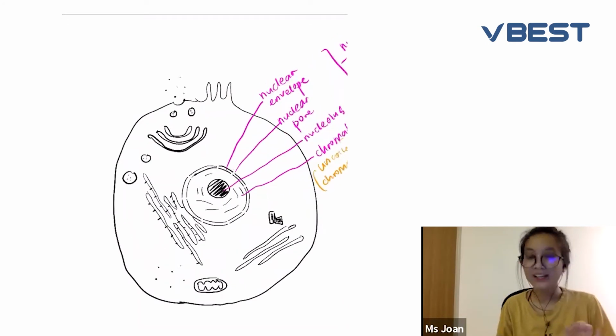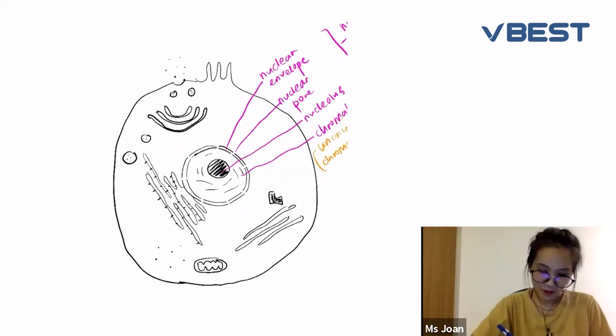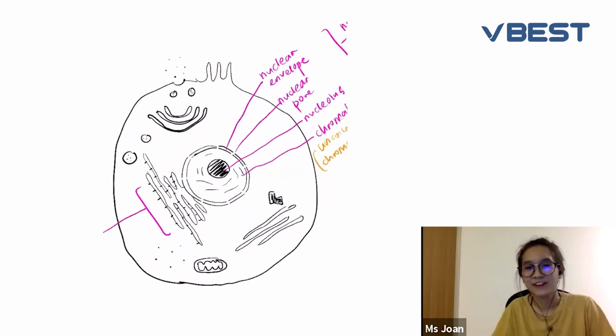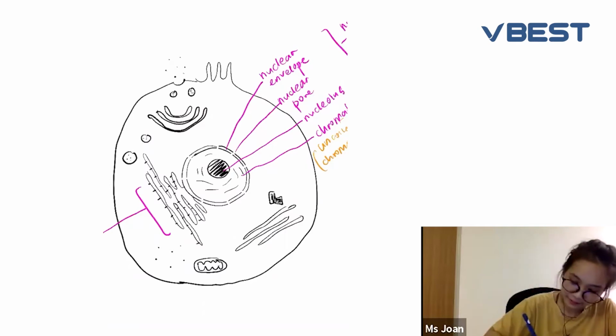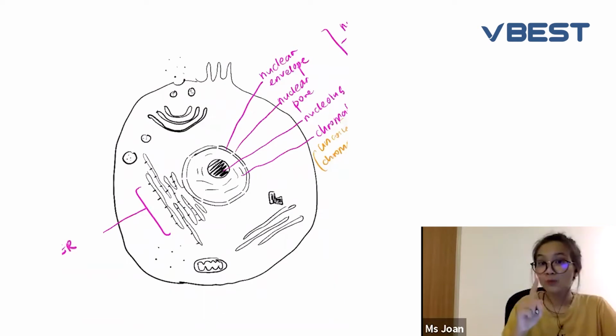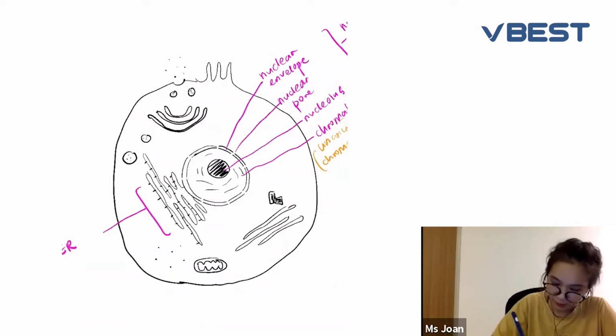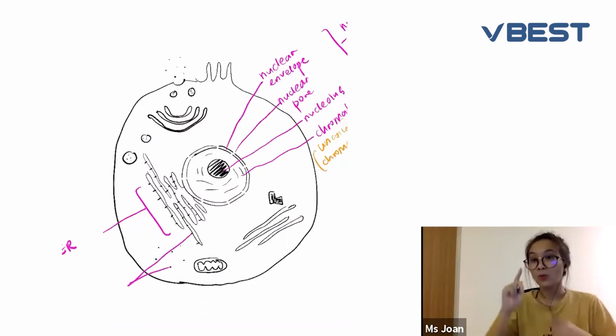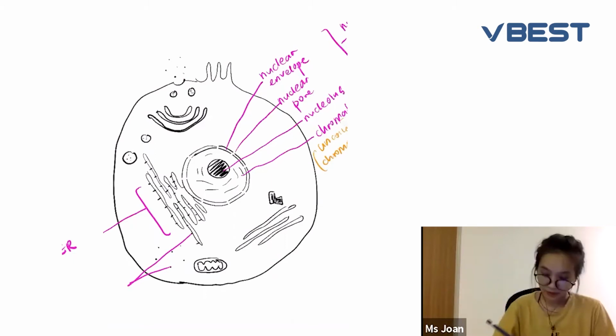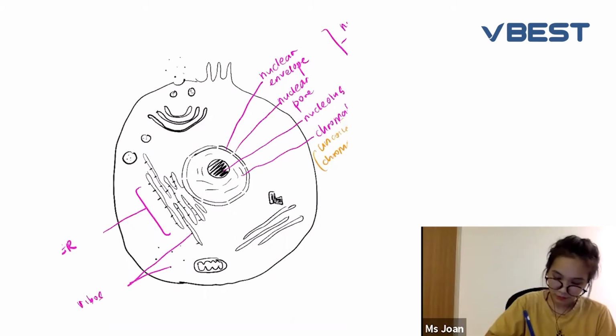Guys, can you tell me, we label together. What is this structure called? Remember, if it's attached to the nucleus, RER, correct. So RER, your rough endoplasmic reticulum. The one that is attached to it will be your ribosome. I want to emphasize this, guys. Can you see? There are 2 ribosomes. One is attached to the RER, the other one is in the cytoplasm. So this is your ribosome.